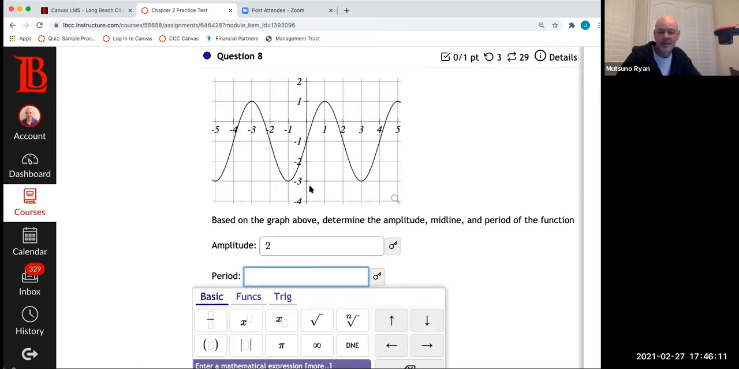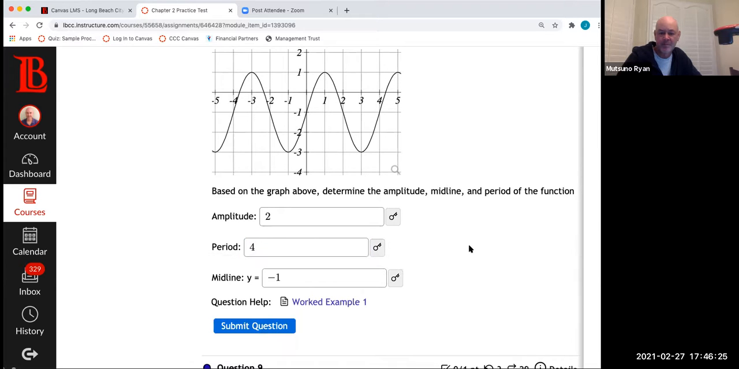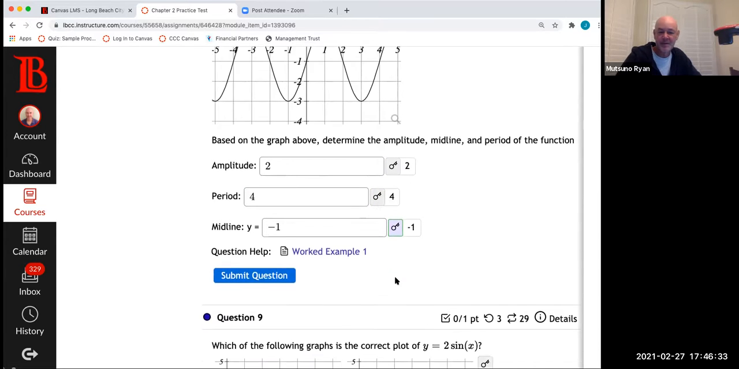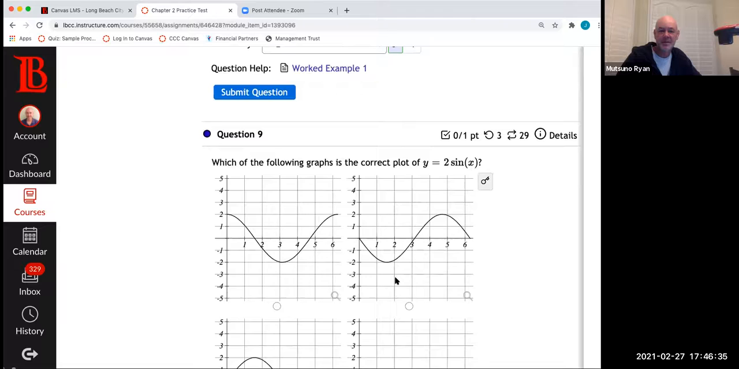Now we're going to talk period. It looks like the period goes from here to here. So it looks like the period is 4. And I can cheat a little bit. Take a look at the answer. So you don't get that feature. Let's move on to number 9.